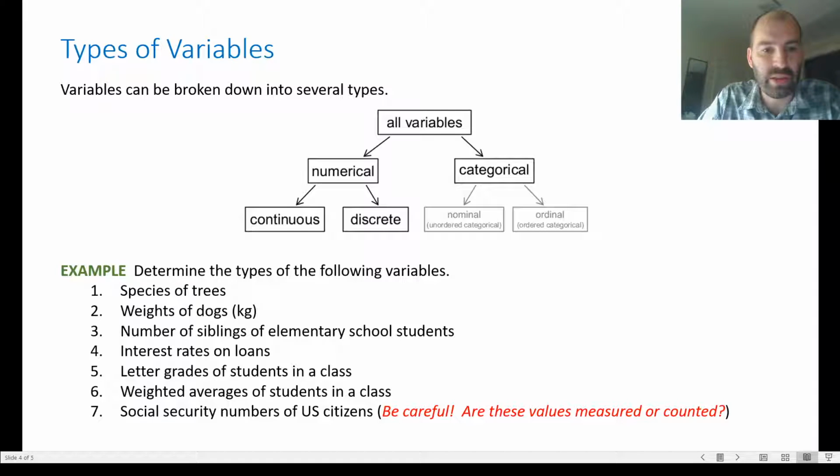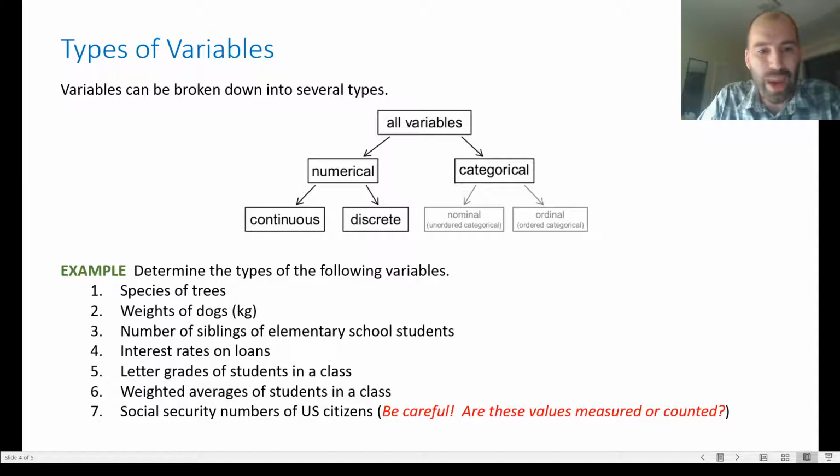Number four, interest rates on loans. So you might have an interest rate of 3.56%, or 5.49%. They probably go to 2 decimal places. Since it's going to the 100th place, it's certainly numerical. I would probably call that continuous. Right? Number five, letter grades of students in a class. Well, those ain't numbers, right? Those are letters, so those are categorical.